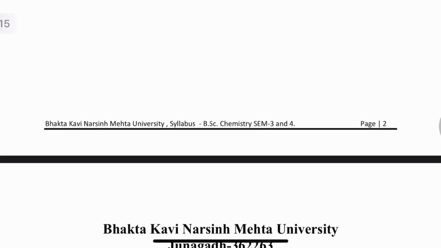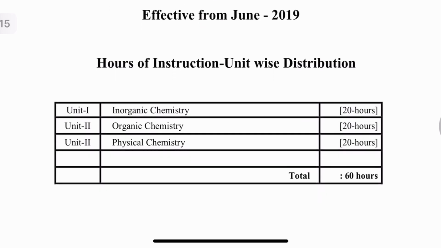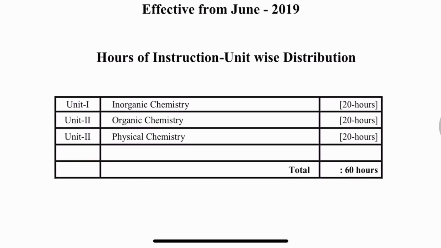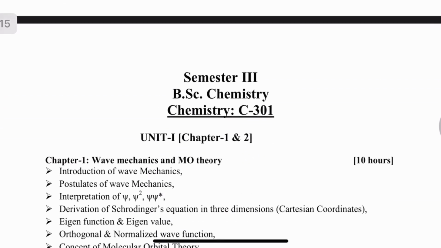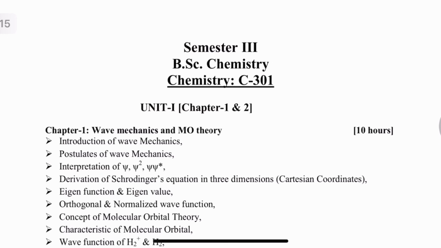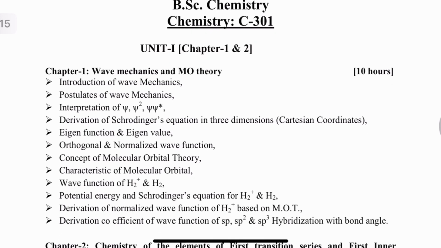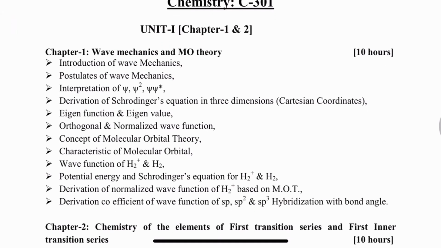Now you have three units: unit 1 inorganic chemistry, unit 2 organic chemistry, and unit 3 physical chemistry. In this, I am going to teach you inorganic chemistry as well as physical chemistry. So now our unit number 1, chapter number 1 and 2. Your chapter number 1 is wave mechanics and MO theory.